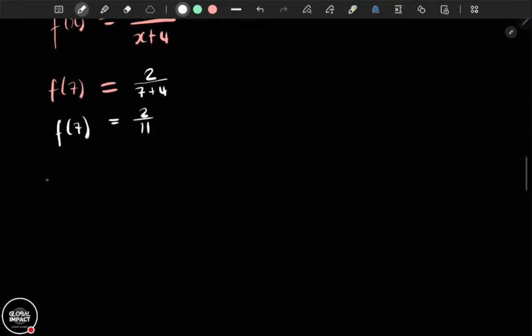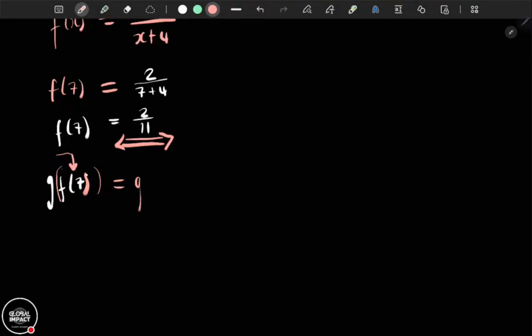So if they ask us to find g f of 7, you come and put another bracket. This is what it actually means. We are putting f of 7 inside g. So do you know f of 7? Yes, you just found it. What was f of 7? It was 2 over 11.